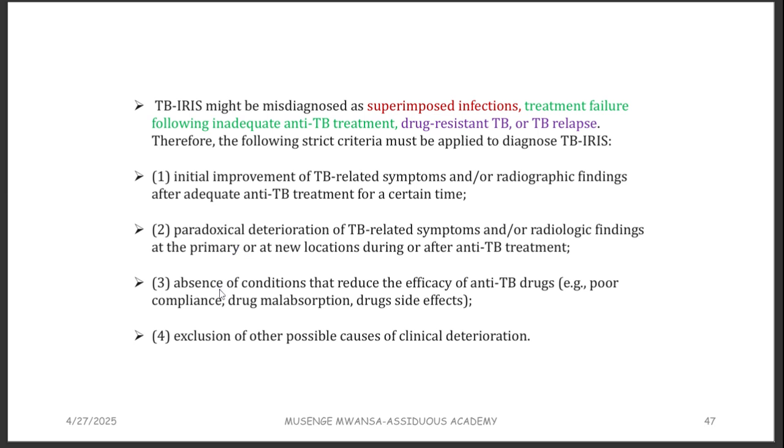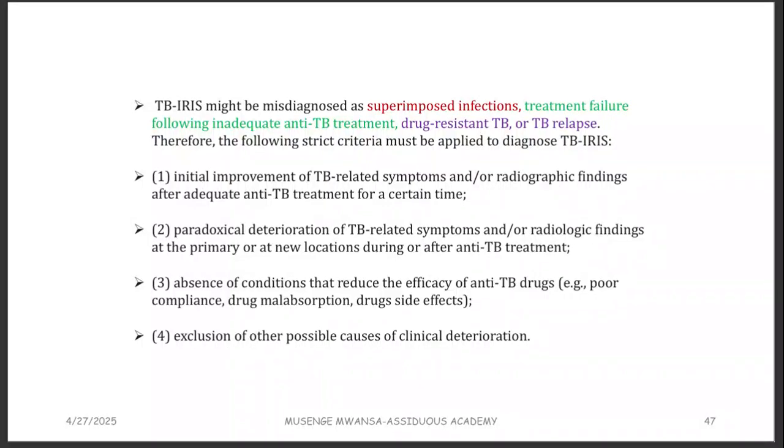And then there should also be absence of conditions that reduce the efficacy of anti-TB drugs, because probably why the symptoms of TB are worsening is just because the TB drugs are not working. For example, poor compliance, drug malabsorption syndrome, or drug side effects. You need to make sure that it's not those features. Again, you need to make sure there's no other explanation for the symptoms that the person is showing. That's when you are going to say that someone really has TB IRIS.